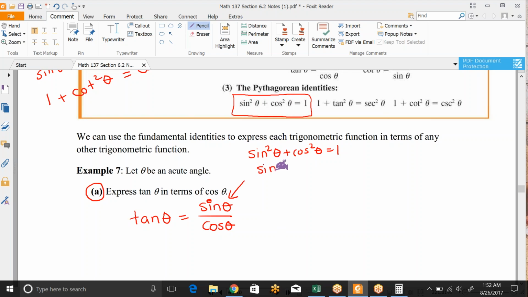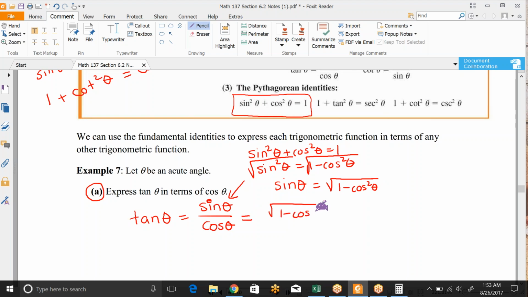So I'm going to move the cosine squared over by subtracting it. And then because this is squared, I'm going to take a square root. The reason I can take a square root over here is because this is isolated and it's being squared. So this is just now sine theta. On this side, you can't take the square root of both of these because it's a binomial. So this is just 1 minus cosine squared theta. So then my final answer for this one is the square root of 1 minus cosine squared theta all over cosine theta. Notice now tangent has been written using only cosines.